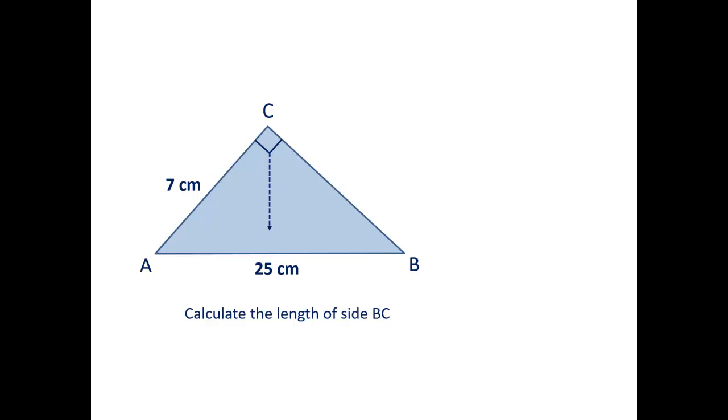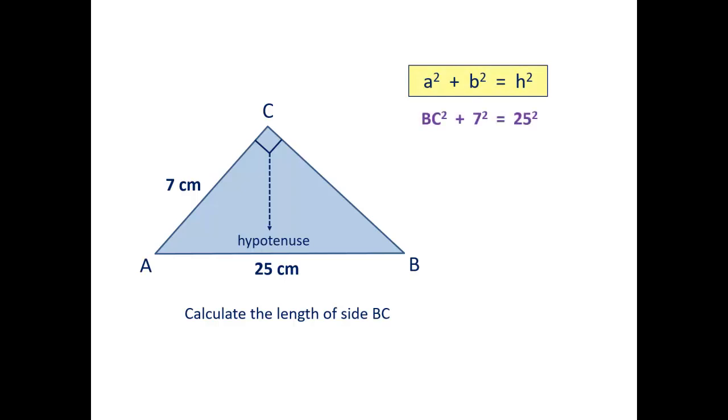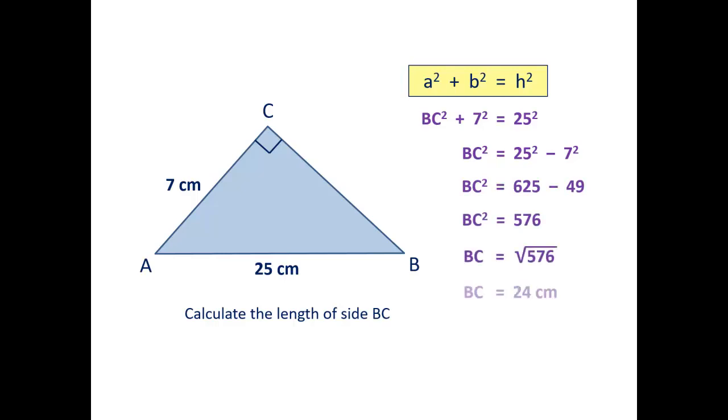Let's look at the second one. Once again, point to the hypotenuse. And when we write out the formula, the hypotenuse goes on its own. BC squared plus 7 squared equals 25 squared. You know what to do now. Move the 7 squared, and then work them out. 576. The square root of that is 24 centimeters. So there we go. Now if you've got those right, move on to the 2 exam type questions next. If you didn't get them right, go back over and make sure you know what you're doing before you do the exam questions. So press pause, and when you want the answers, press play.